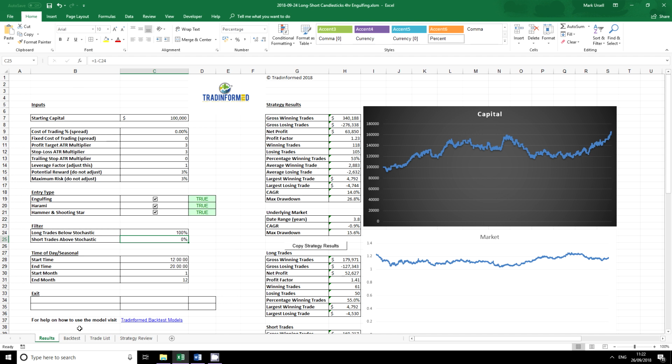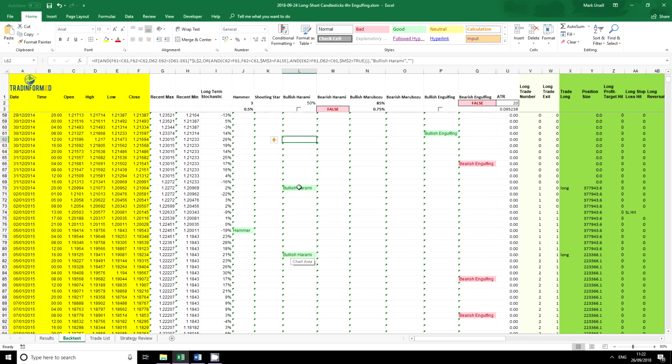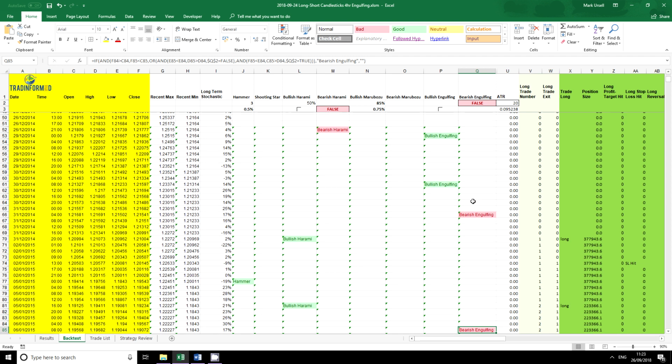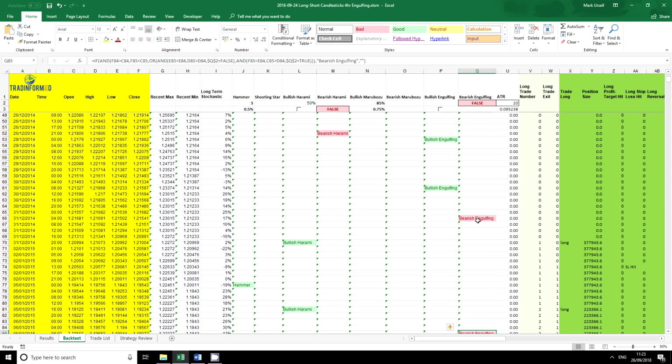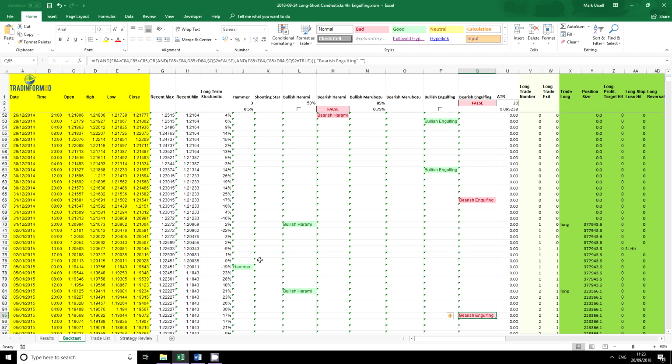Now, back to this model, if I click on the backtest tab, you can see that what I have done is I have programmed each of the patterns into this backtest model. And you can see we have the green patterns here representing a bullish signal and the red patterns representing a bearish signal. So we have haramis, hammers and engulfing patterns here.